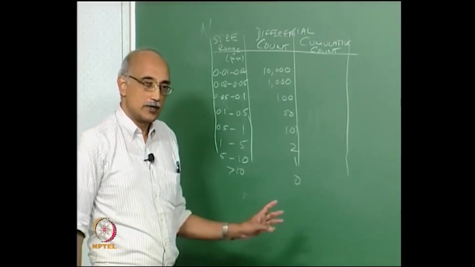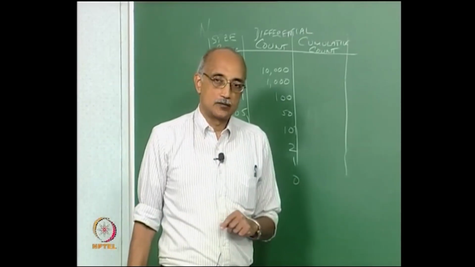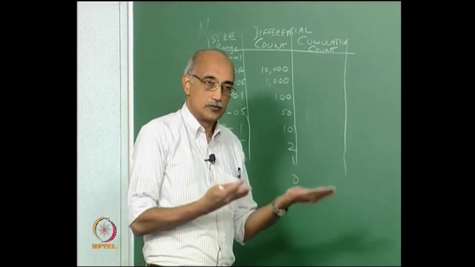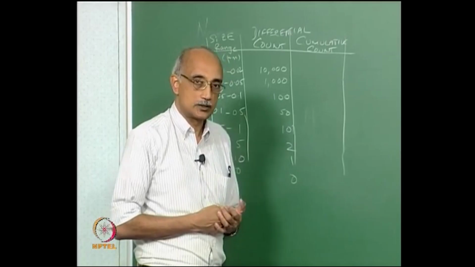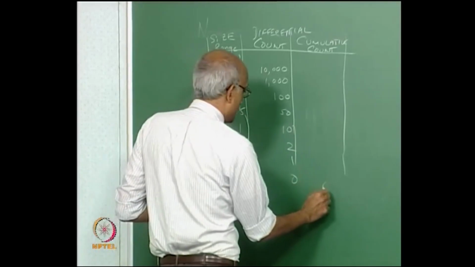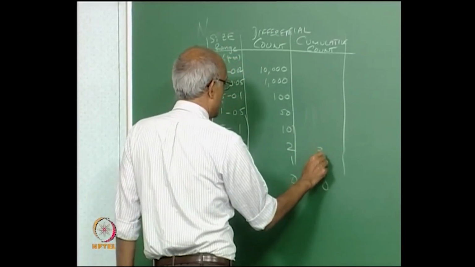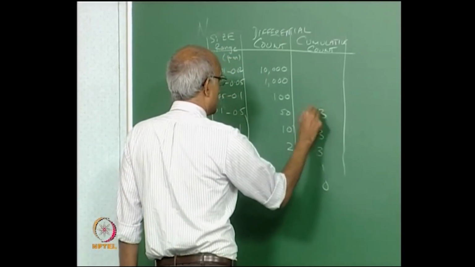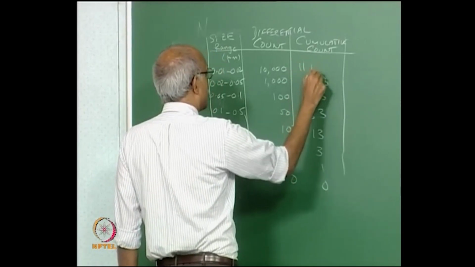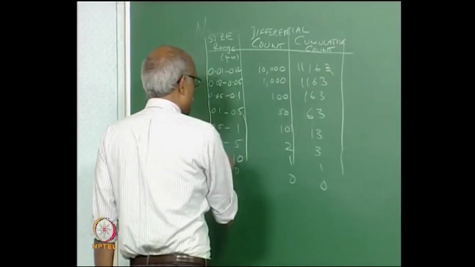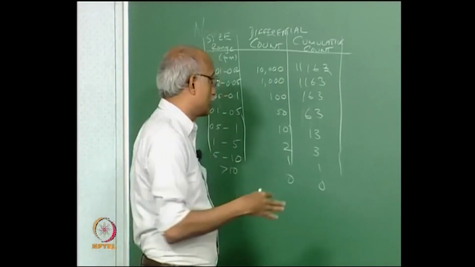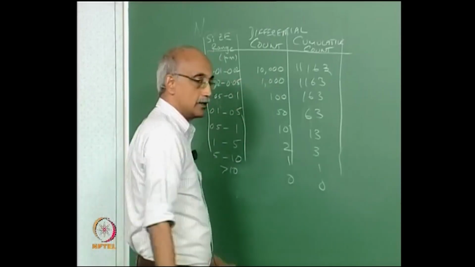Okay. This is a very typical size distribution you will get when you are looking at a log normal population, where there is a much larger number of fine particles compared to coarse particles. So, the cumulative count, essentially you add backwards, right. So, 0, 1, 3, 13, 63, 163, 1163, 11,163. So, these are the cumulative counts of all particles that are larger than a particular size.